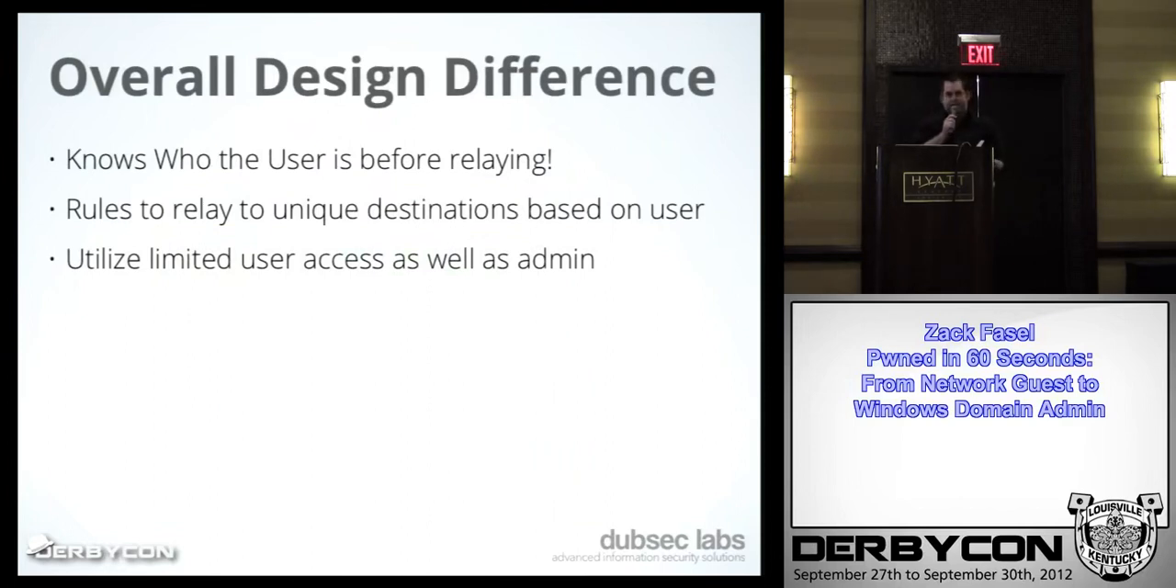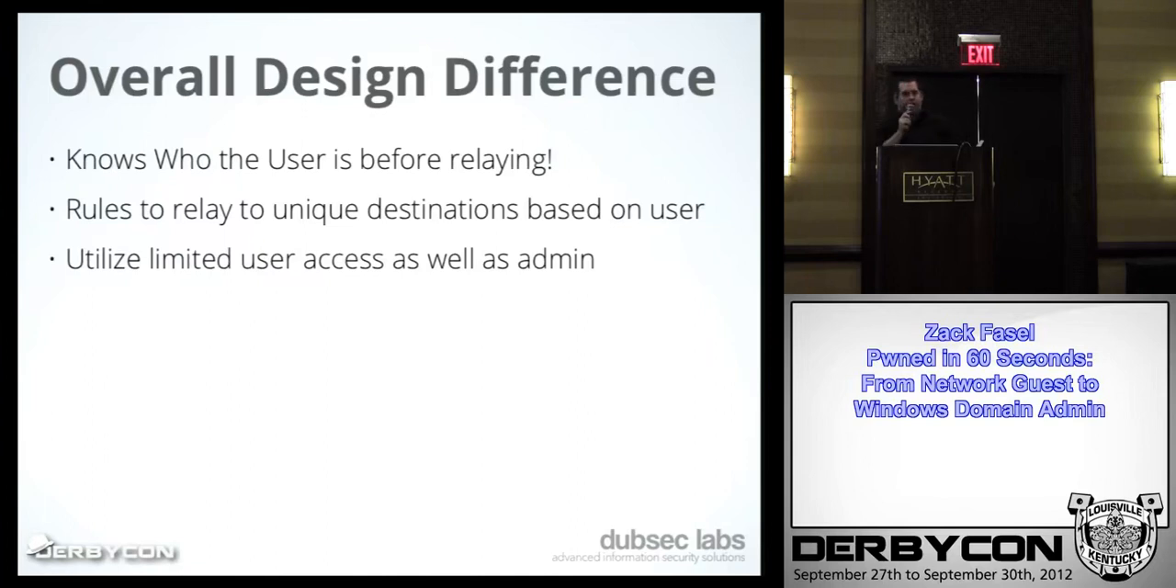The way it's different from a lot of these other tools on the offensive side is that it figures out who the user is before relaying it. All these other previous tools take all the authentication requests in and don't know who the user is, and just relay them on. This can differentiate which user is which, and we'll talk more about why in a second, as well as rules to relay them to different unique destinations as soon as you see a user, and utilize limited access.